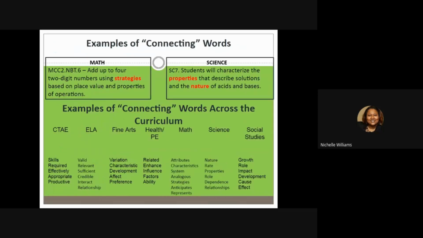So when we look at some of these words and we look at two different content areas, you'll see that in math and in science, those words that are highlighted in red are some of those connecting words. You see those in various content areas. And then if you look at the list below, you'll see that we have a list of words that are considered connecting words that you will find in multiple areas of content.